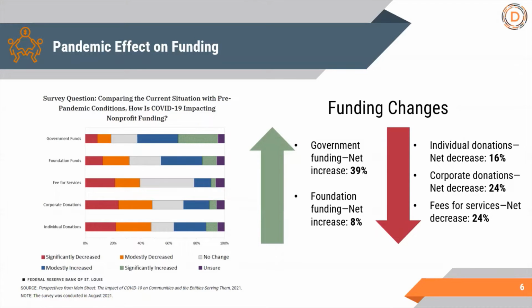On the other hand, government funding increased a whopping 39%. And we know that a lot of that is due to the American Rescue Plan Act funding. I hope that all of you on this webinar were able to benefit from that in some way for your organizations. Finally, funding from foundations also went up about 8%.